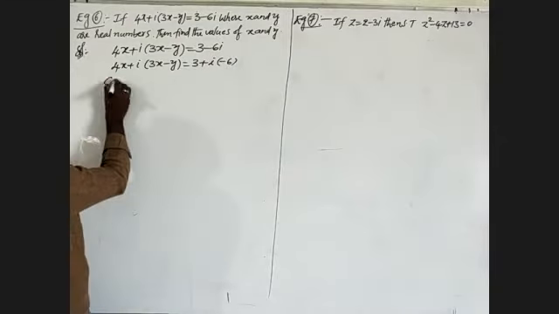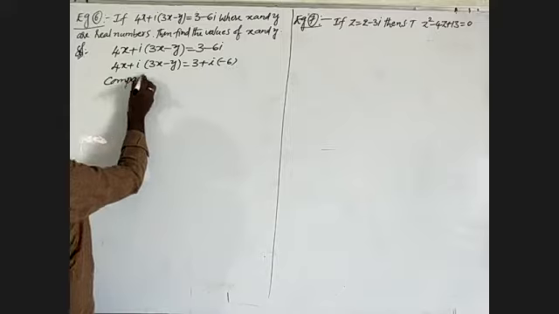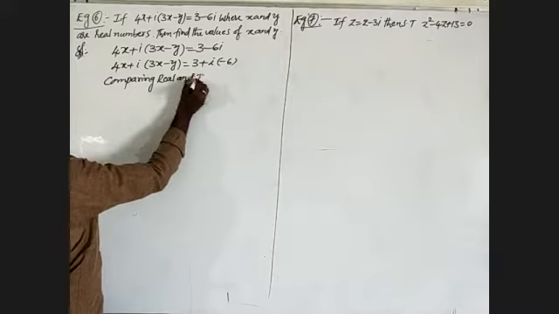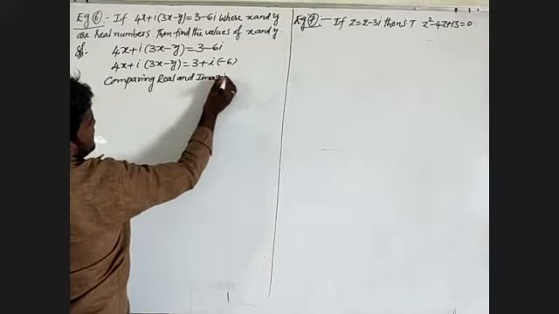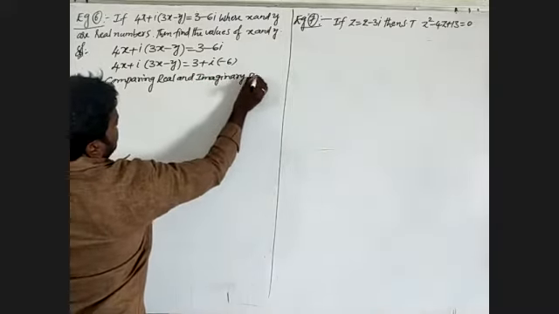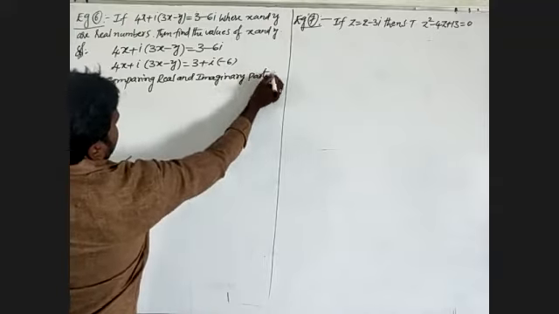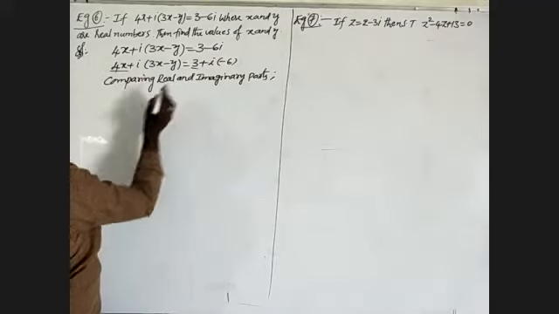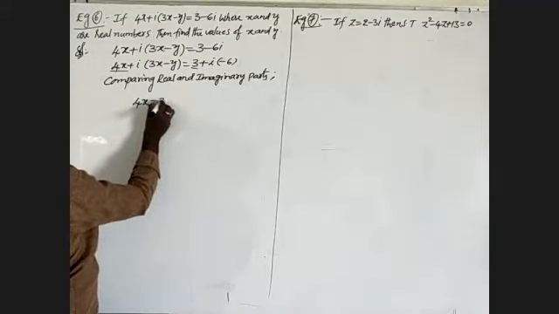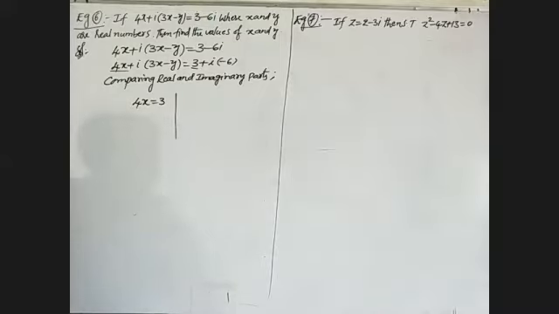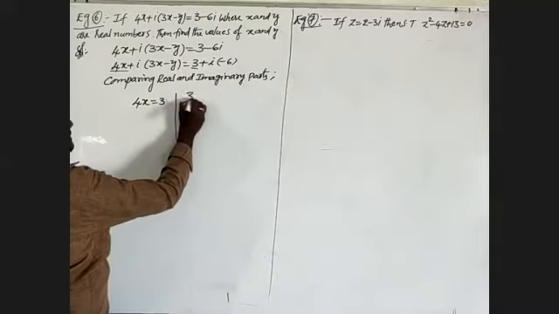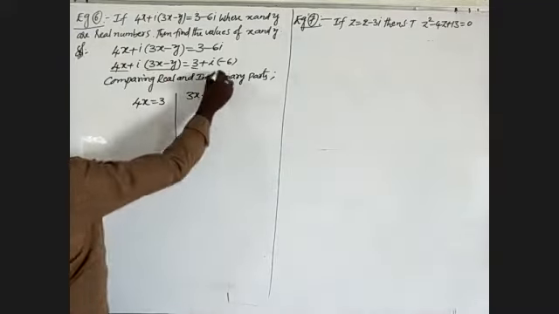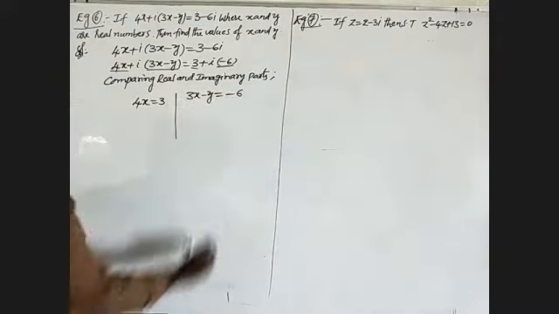Here we observe, comparing real and imaginary parts, we will get: the 4x is the real part, so 4x must be equal to 3. The remaining one is 3x minus y, the imaginary part, which will be equal to minus 6.